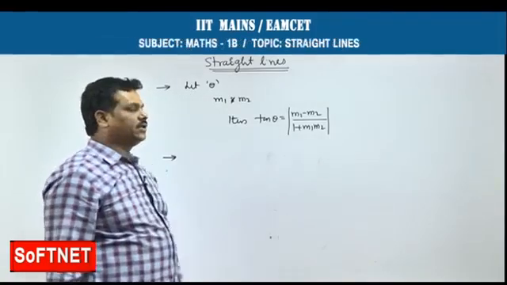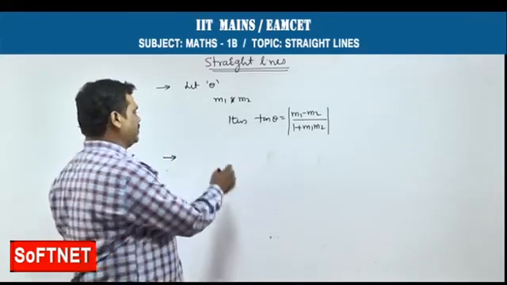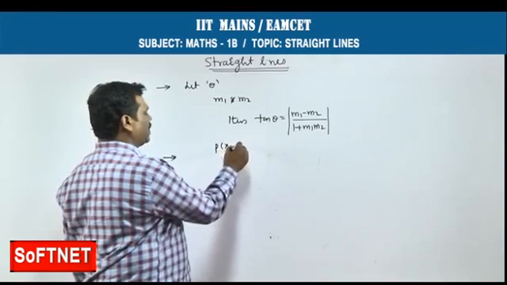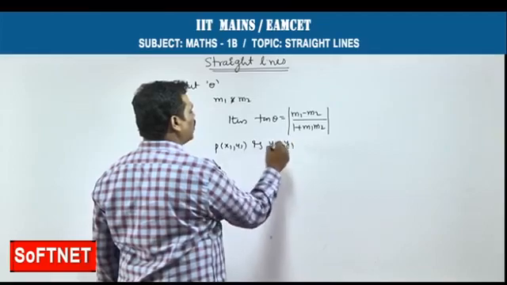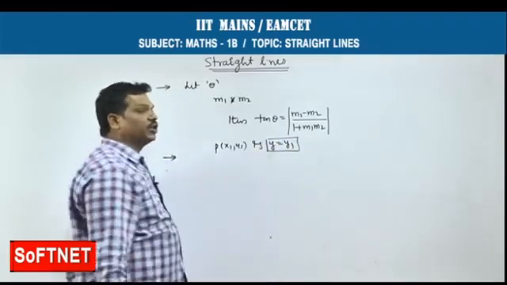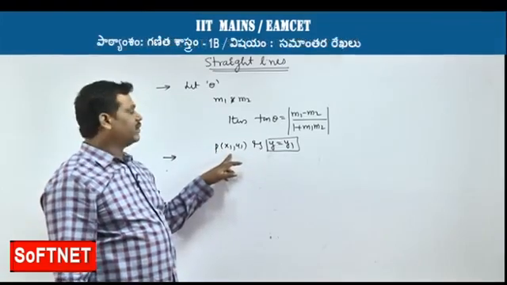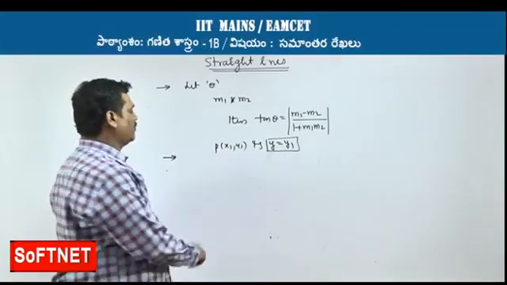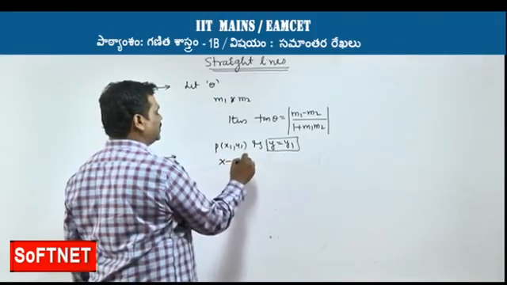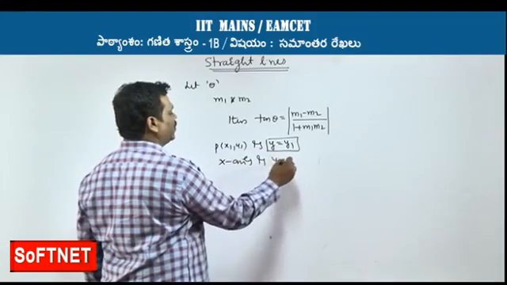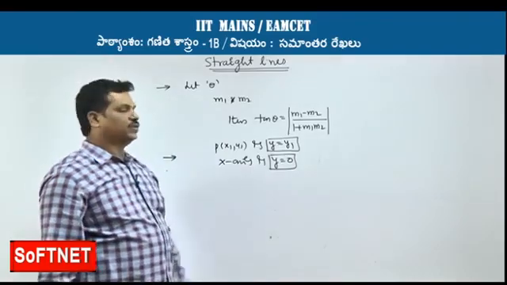Next point is the equation of the horizontal line. The equation of the horizontal line passing through P of x1, y1 is y equals y1, and the equation of the x-axis is y equals 0.